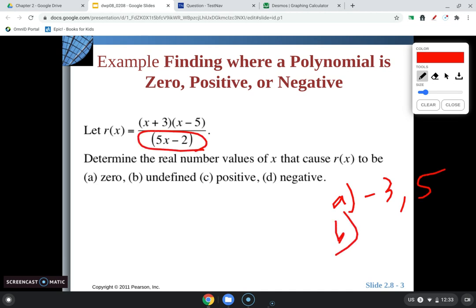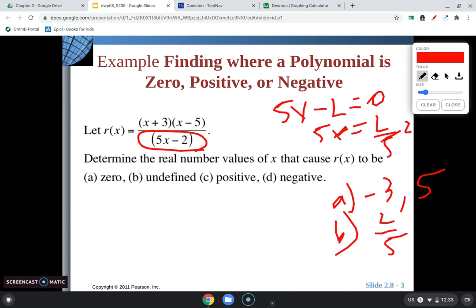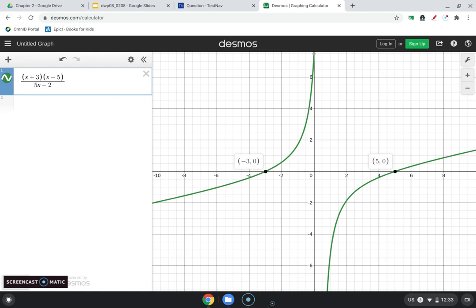B, undefined. Well, undefined is vertical asymptotes. What makes the bottom 0? So set that equal to 0. So 2/5. So it's undefined at 2/5. And if you look at the graph, that would be right here where that asymptote is.